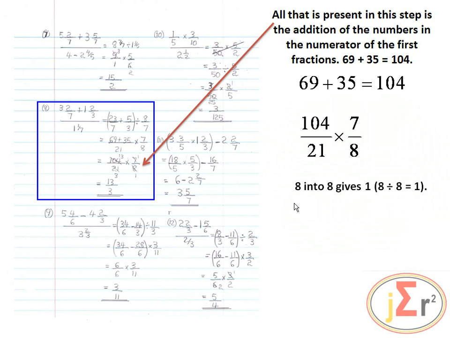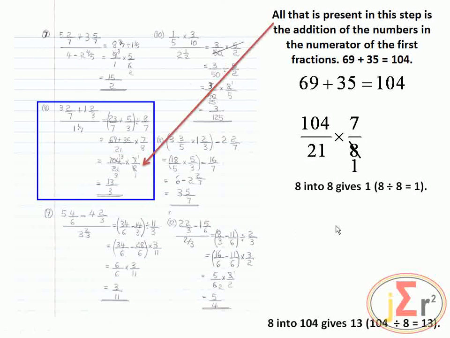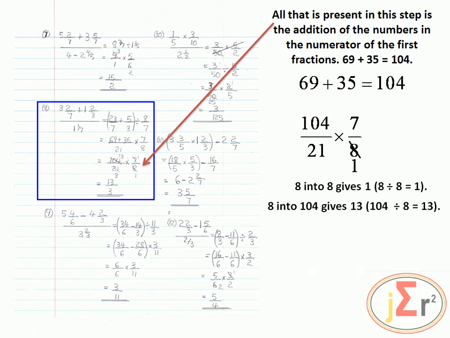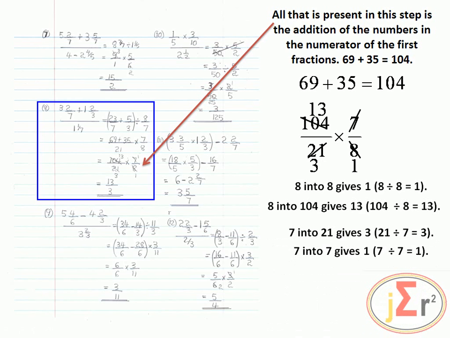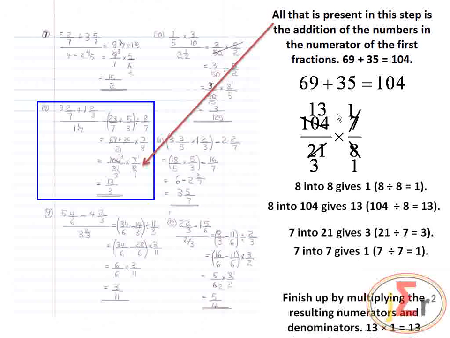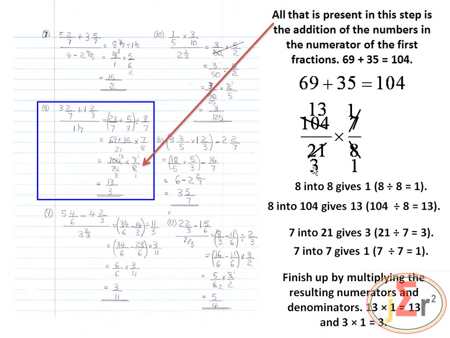8 into 8 gives 1, so we are reducing by a common factor of 8. And then 104 divided by 8 is 13. And 7 into 21 gives 3. And 7 into 7 gives 1. And we will no doubt finish up by saying 13 times 1 is 13. And 3 times 1 is 3. So we will have 13 over 3. So finish up by multiplying the resulting numerators and denominators. And we have them right there.